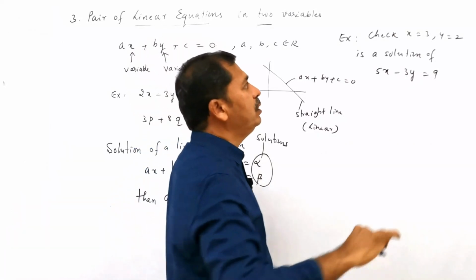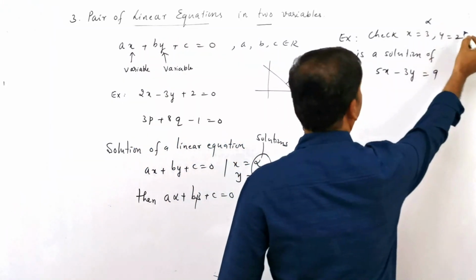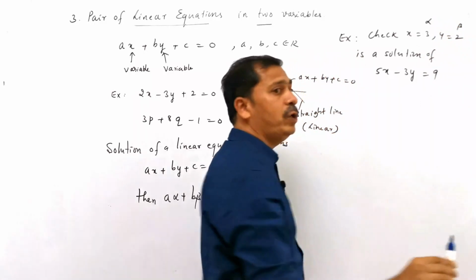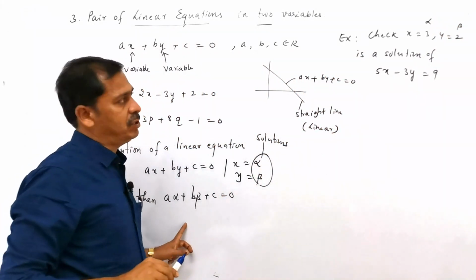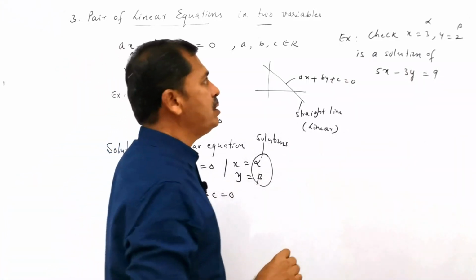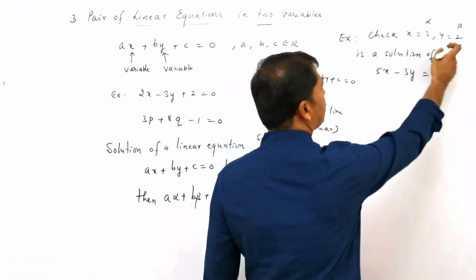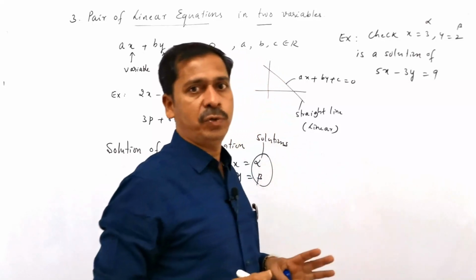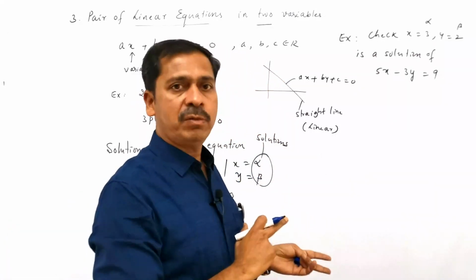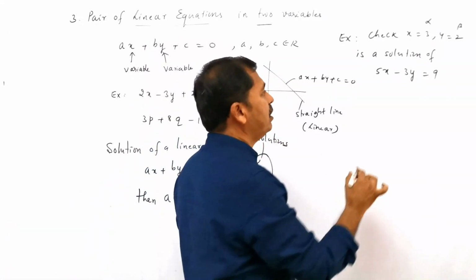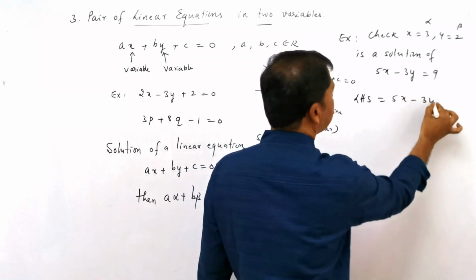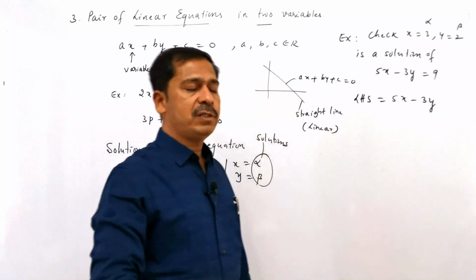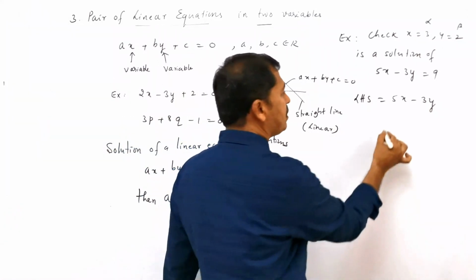Now let us check whether these two, here this is alpha and this is beta. When do we say that alpha and beta are the solutions? They must satisfy the equation. In order to check whether x equal to 3 and y equal to 2 are the solutions or not, you have to simply substitute x equal to 3 in place of x and y equal to 2 in place of y. I would like to take only the LHS part, that is 5x minus 3y. Make the substitution now. 5 into x value is how much?